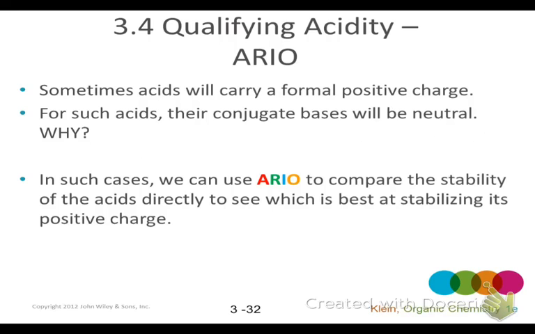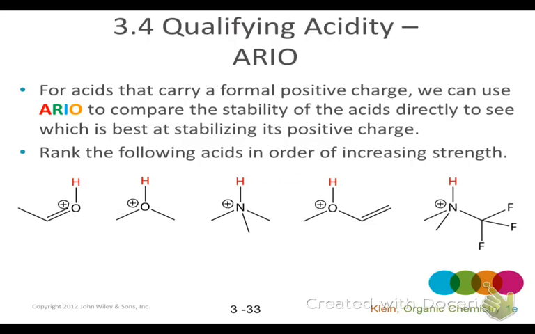Well, okay, I'll do this one. So sometimes we have acids that look like this. They carry a positive charge. And most of those acids are amine type acids or things that have been protonated, so they have a positive charge. You can also use REO to predict which one's the strongest and which is the weakest in these situations as well.